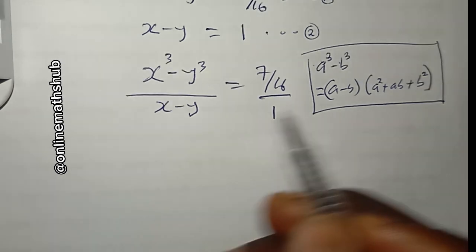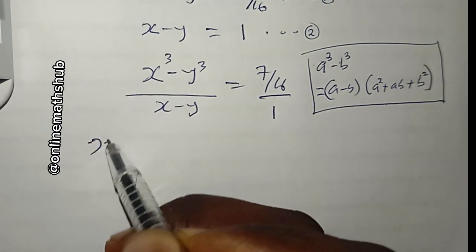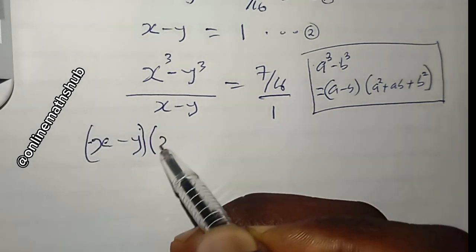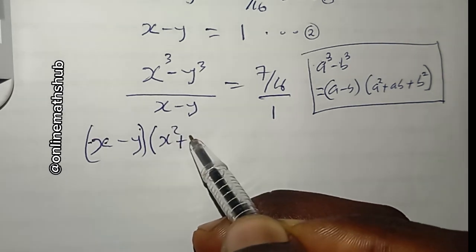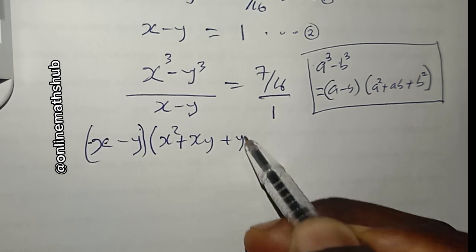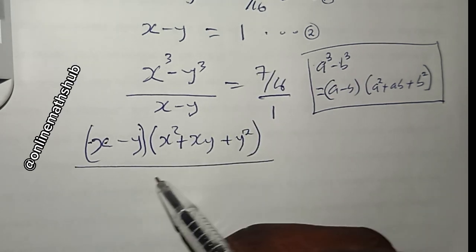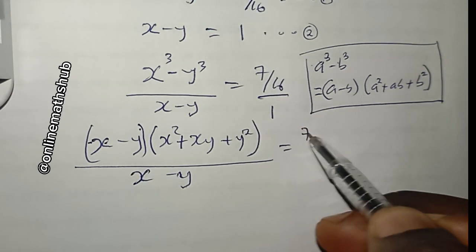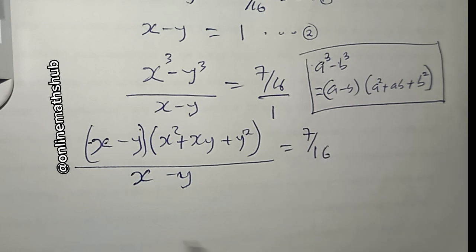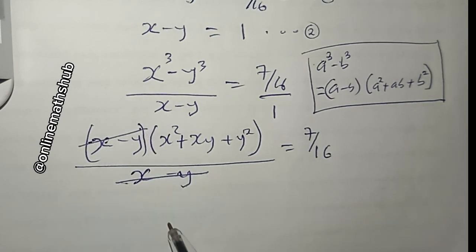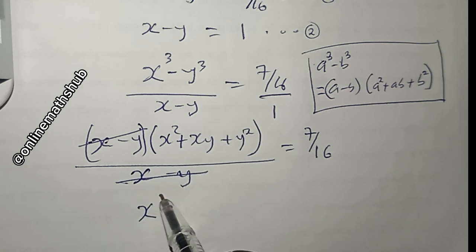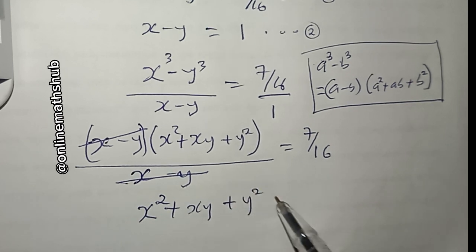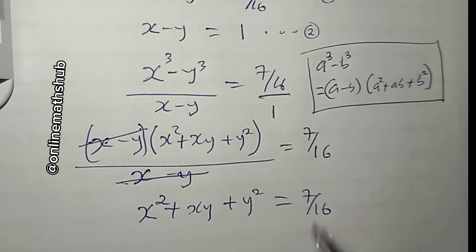Okay, so moving on, I am going to simplify this as x minus y, into x squared plus xy plus y squared, divided by x minus y, and of course it's equal to 7 over 16 divided by 1, which is still the same as 7 over 16. Obviously this can cancel this, and what I'm left with is x squared plus xy plus y squared is equal to 7 over 16.